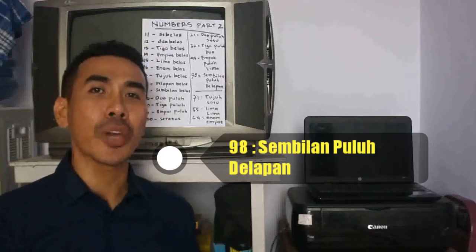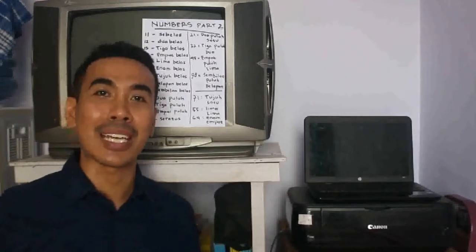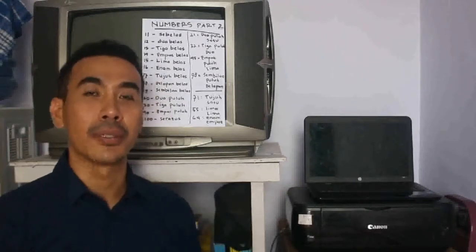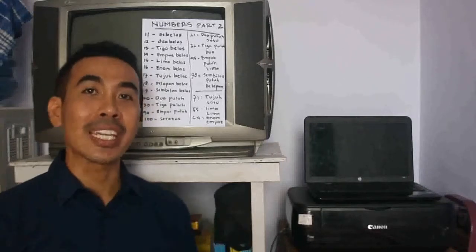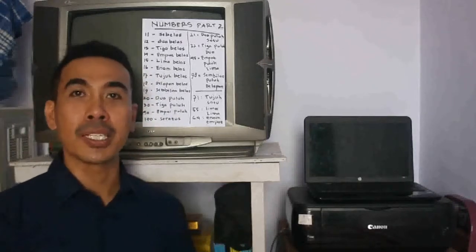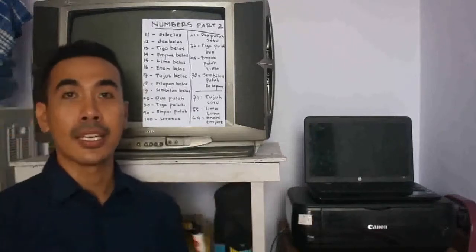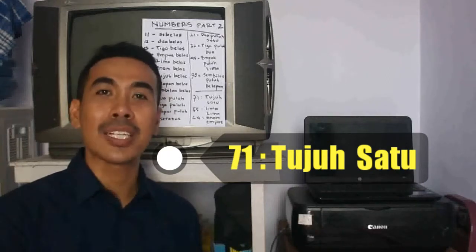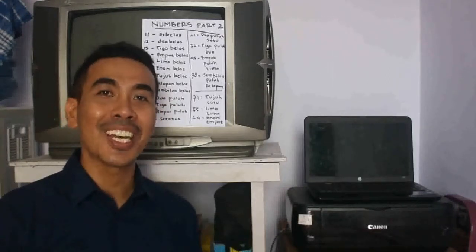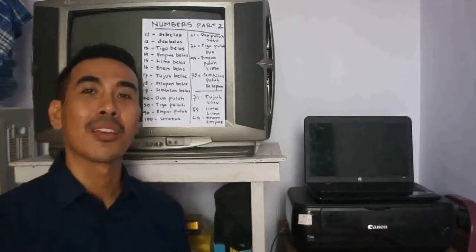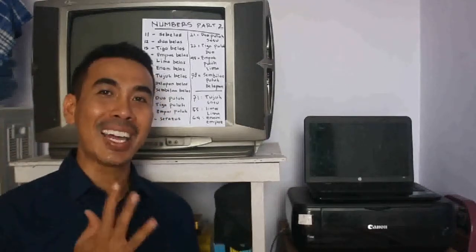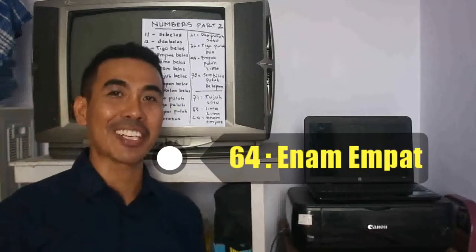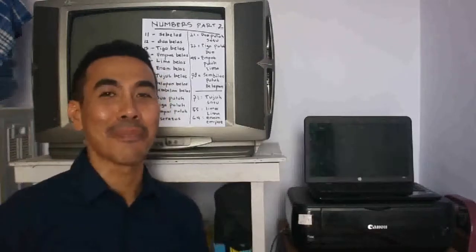But there's a simpler way to say this in Bahasa Indonesia. You do not need to add puluh in the middle of the phrase. You can just say the number simply, if it is 71, you can say 7 is 7, 1 is 1. 71 is tujuh satu. 55, lima lima. What about 64? Very good. And now, Angka.